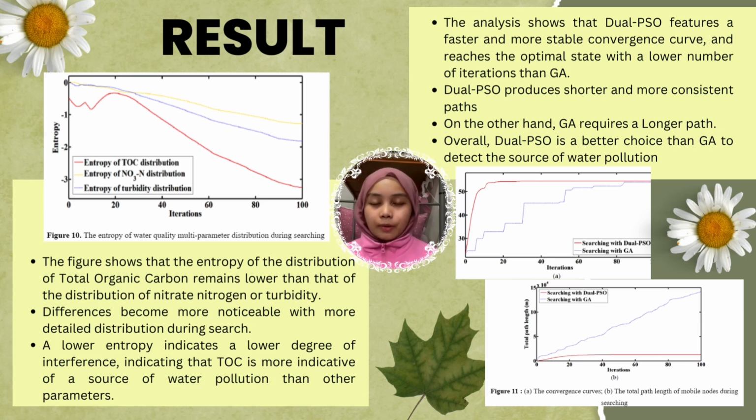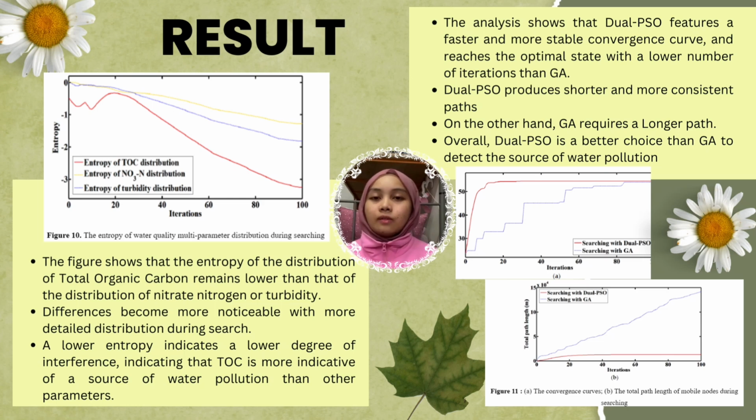Okay, so now I'm going to talk about figure 10. Figure 10 displays the entropy distribution of various water quality parameters during the search. The figure shows that the entropy of TOC distribution remains lower than that of the nitrogen nitrate and turbidity. The difference becomes more noticeable with a more detailed distribution during the search. This shows that entropy is an effective metric to recognize the most sensitive parameter, which in this case is TOC. A lower entropy indicates a lower degree of interference, indicating that TOC is more indicative of water pollution sources than other parameters.